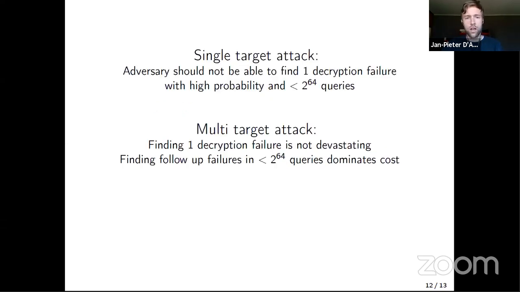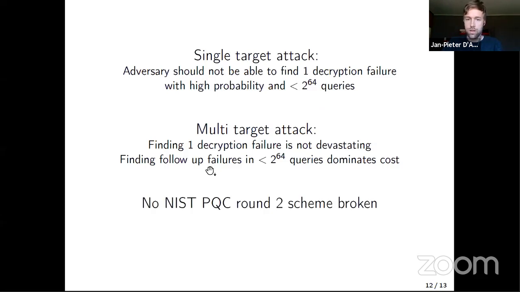So this is the result of our paper. In a single target attack, an adversary should not be able to find one decryption failure with high probability and with less than 2^64 queries. In a multi-target attack, finding one decryption failure is not devastating, but finding the follow-up failures in less than 2^64 queries dominates the concept. And I want to stress that no NIST post-quantum round 2 scheme was broken by our paper.